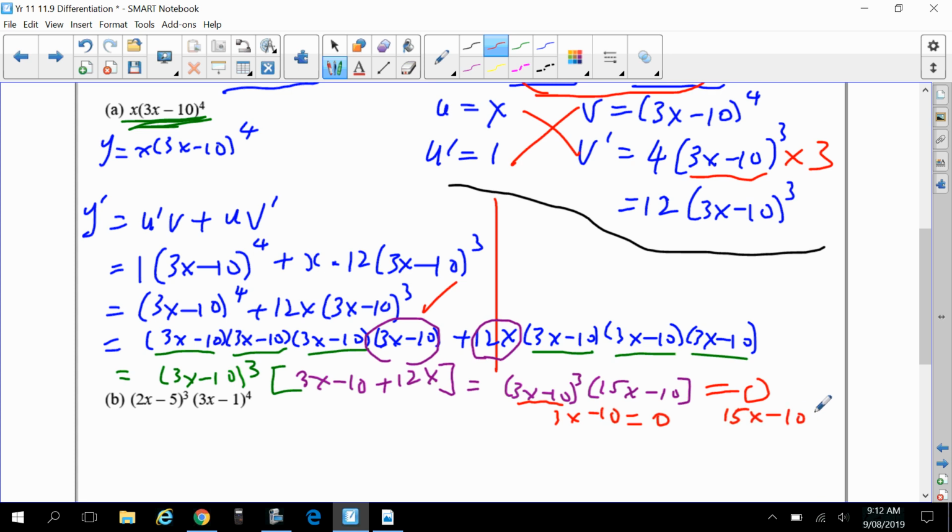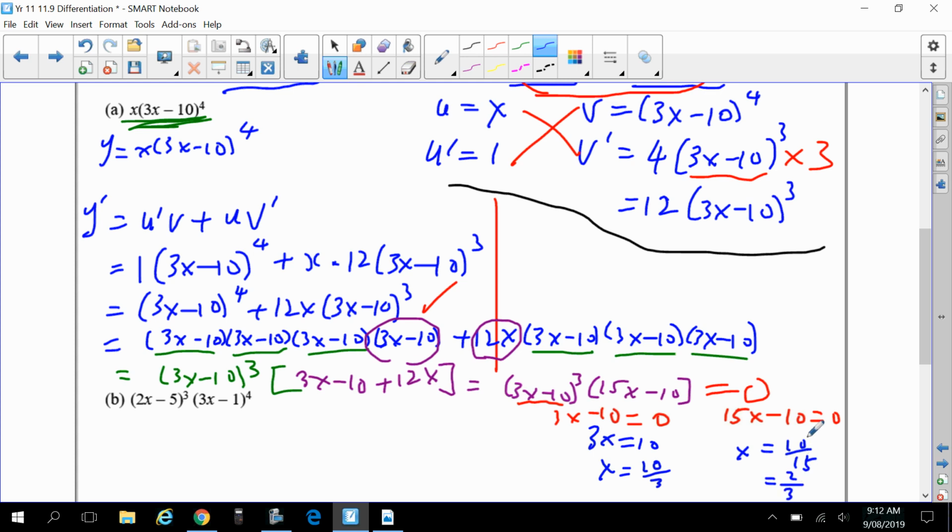15x minus 10 equal to 0. So it's actually a lot of work, a lot of algebra, as you can see. Right, we started with a straightforward example. Oh my God, I could do product rule. Yeah, that's good. Can you try a harder one? Well, it involves some work. Yeah, good. x is 10 over 3, and x is 10 over 15, which is 2 over 3.